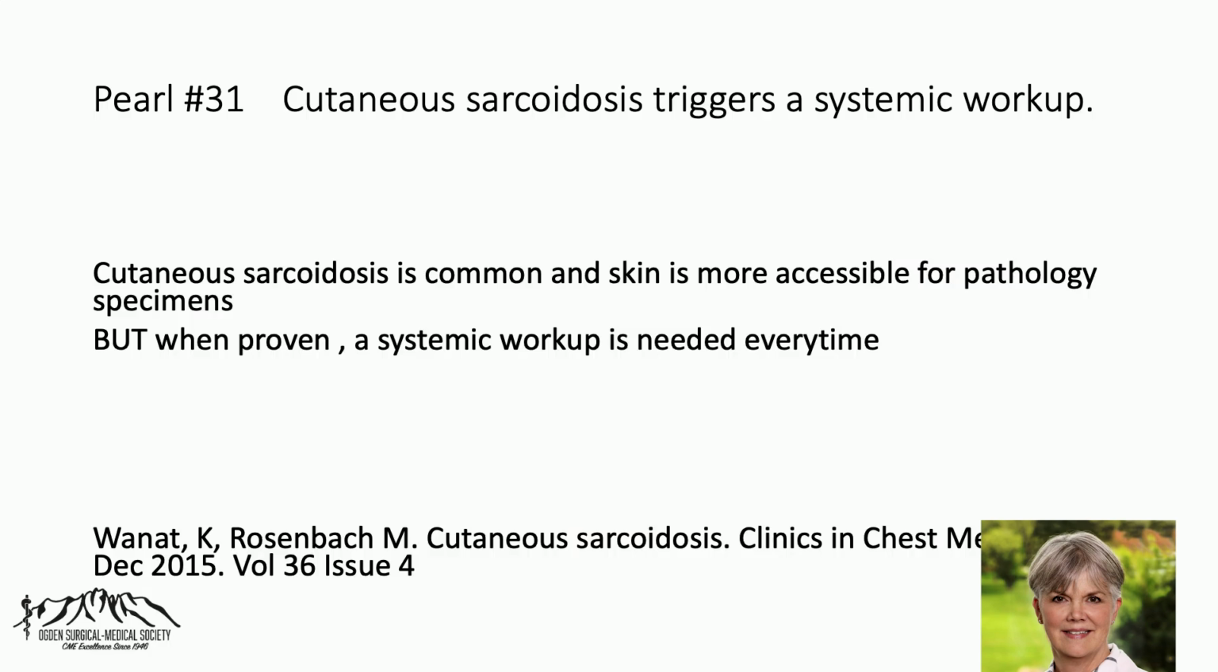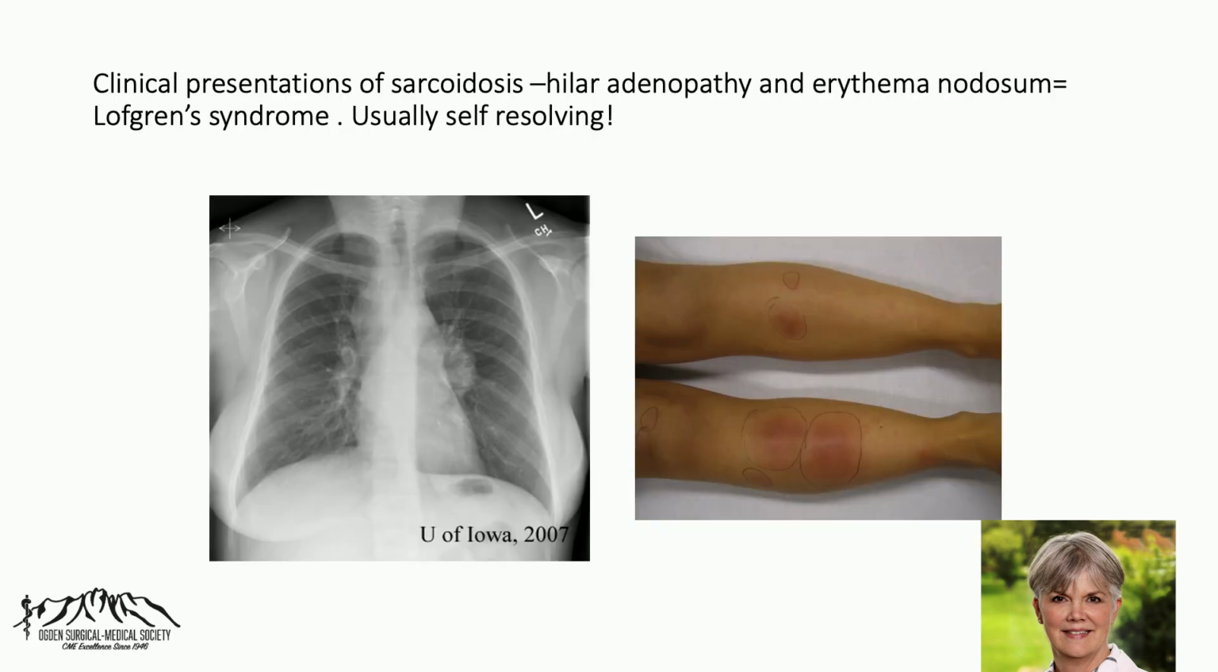Cutaneous sarcoid is very common. It's often the place we get the biopsy from, the skin, and it proves the naked granulomas, and this patient has sarcoidosis, and you don't need to go after any other tissue. But when it's in their skin, there's a pretty good chance that it's somewhere else in their body, and everybody with sarcoidosis needs a systemic workup every time.